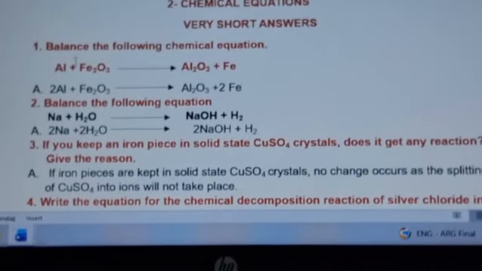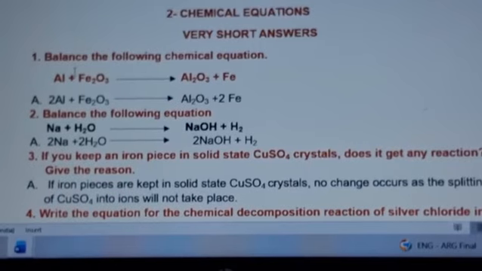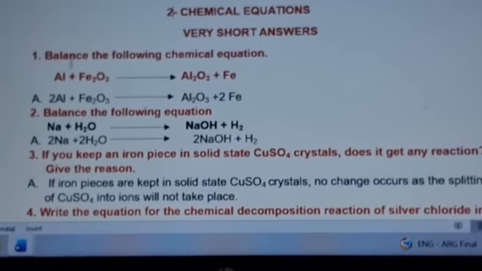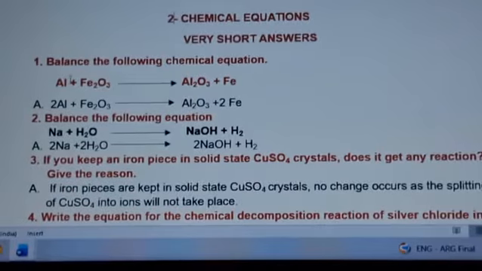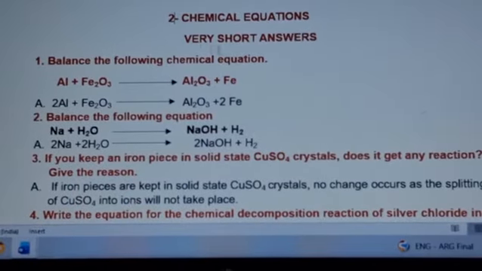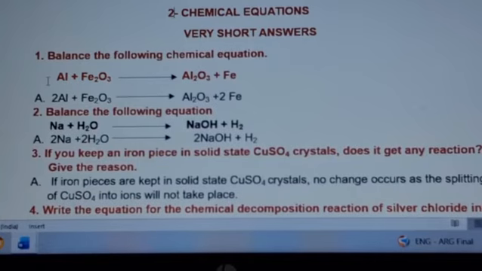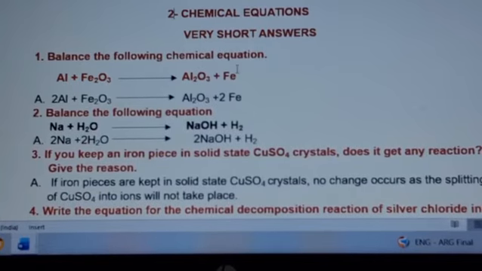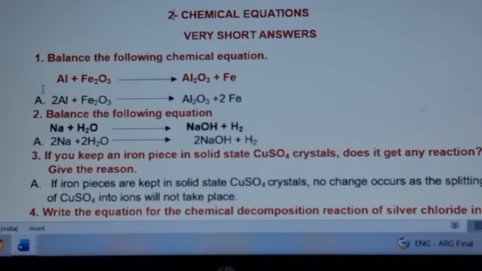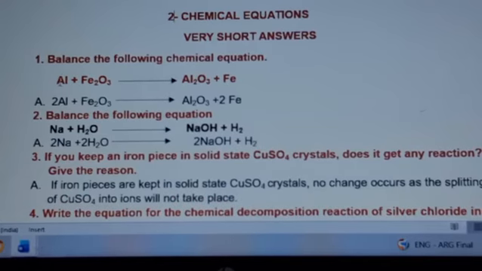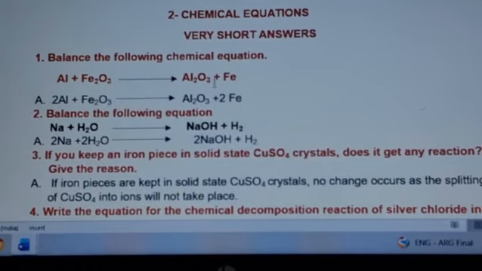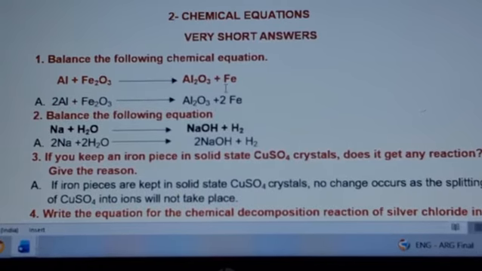I am now dealing with physics, SSC physics, chemical equations. The topic is chemical equation. In these very short answers, that is 2 marks questions, I am discussing. First one is balance the following chemical equation. You need to balance. They have given aluminium Al plus Fe2O3 iron oxide gives Al2O3 and iron Fe.